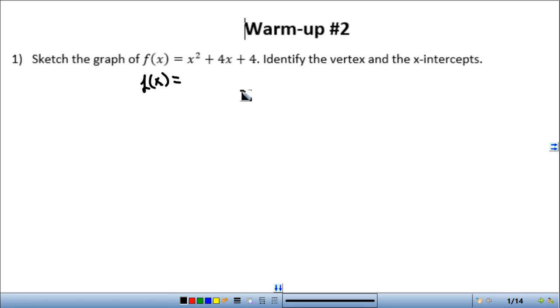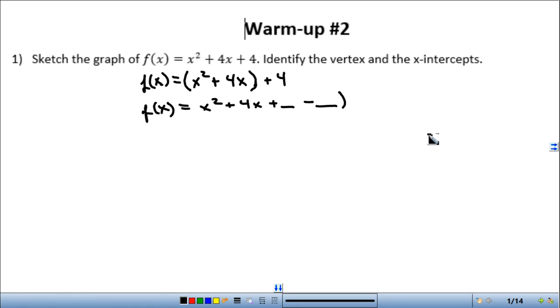First thing we're going to do on this one is take the first two terms and put them in a parenthesis. We're going to separate them out. So we've got x squared plus 4x, and we're now going to take the last term and put it outside here, in parentheses plus 4. And now we're going to write it as f of x is equal to, in this case, x squared plus 4x plus blank minus blank, and now plus 4.